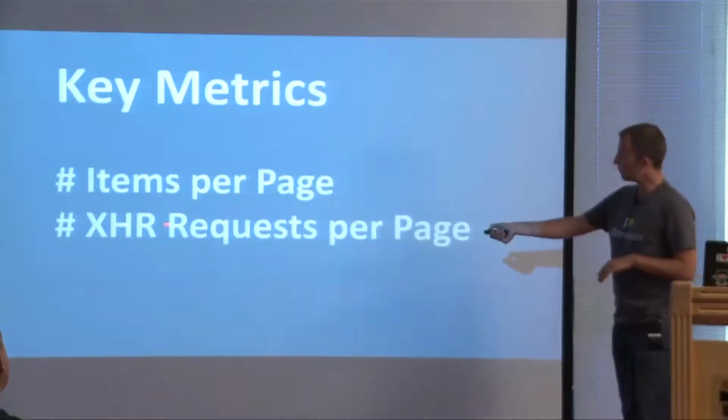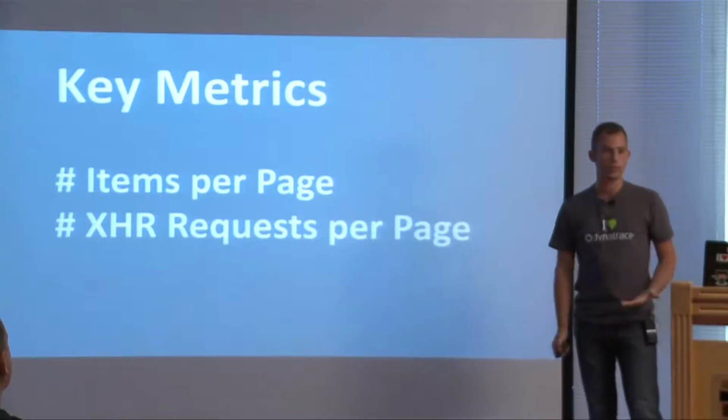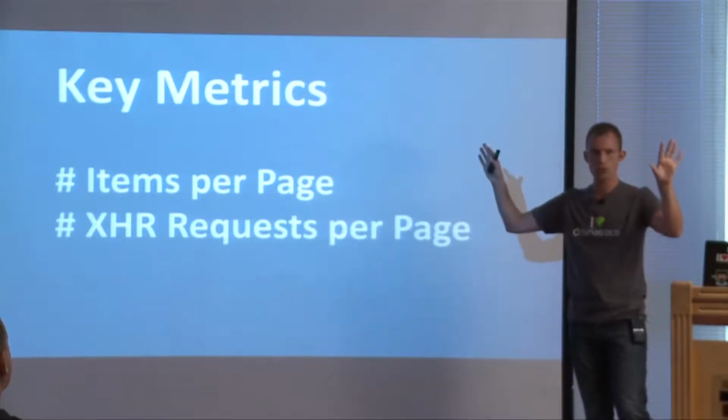So items per page and also the number of XHR requests or HX requests that you execute. Like in my case, we had so many cool social features in there and everything was going off with a different HX call. That killed our servers.